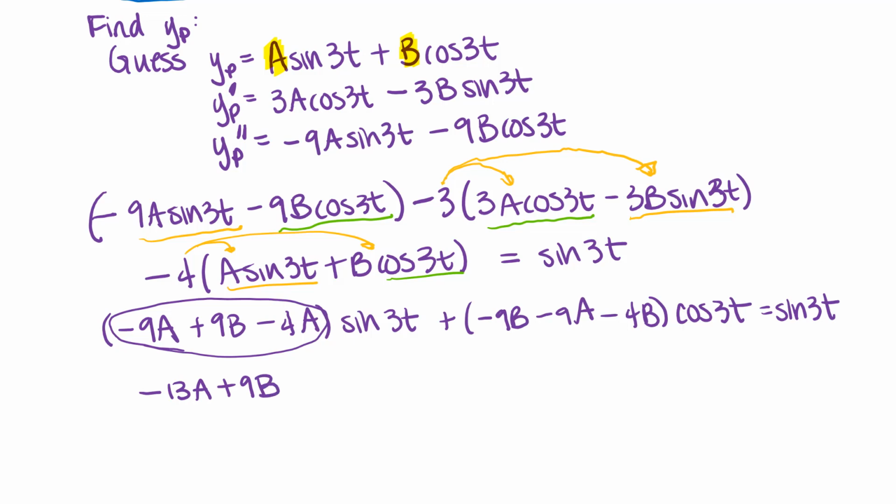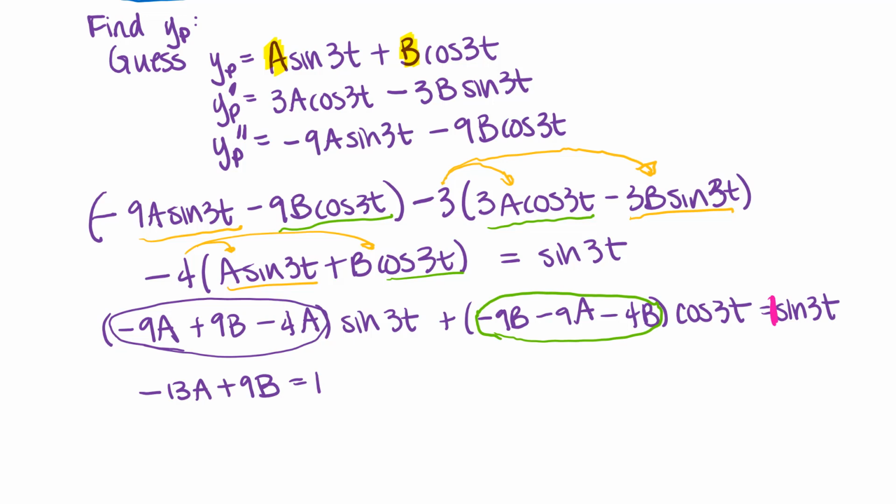And that should equal the coefficient of the sine 3t term on the right-hand side, which is 1. So I'm going to have minus 13a plus 9b equals 1. And then I want to do a similar kind of thing with the cosine 3t term. So on the left-hand side of the differential equation, I've got coefficients here for the cosine 3t term.